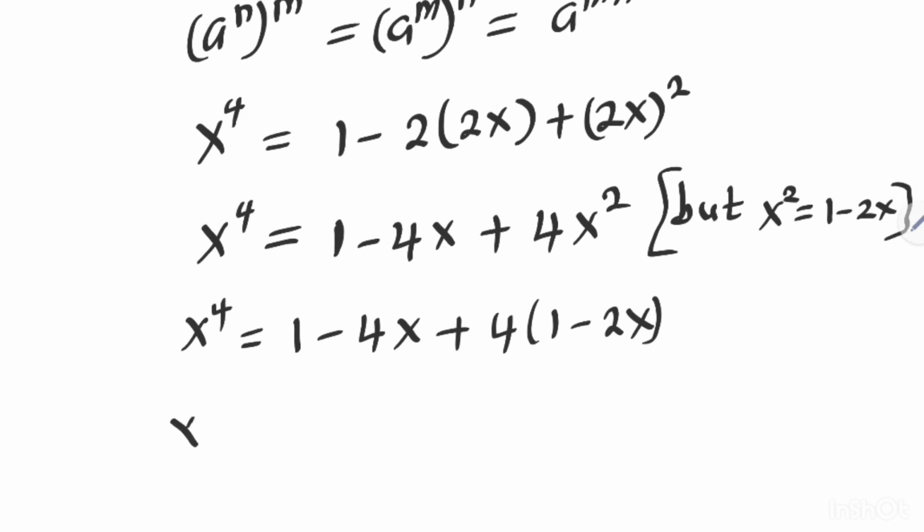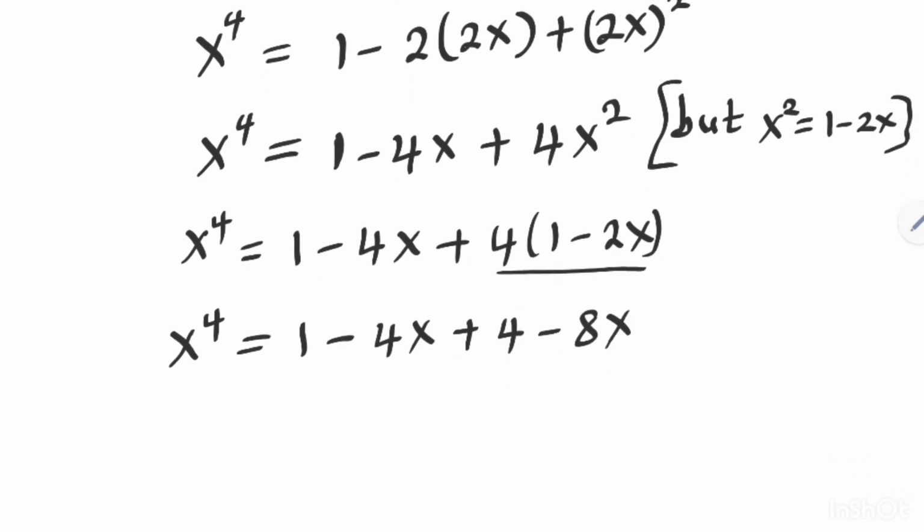Here we have x raised to power 4 is equal to 1 minus 4x plus, if you open bracket with this 4, we have 4 times 1, 4, minus 4 times 2x, that is 8x. Then we have x raised to power 4 is equal to 1 plus 4, that is 5, minus 4x minus 8x, that is minus 12x. Let us call this equation 3.